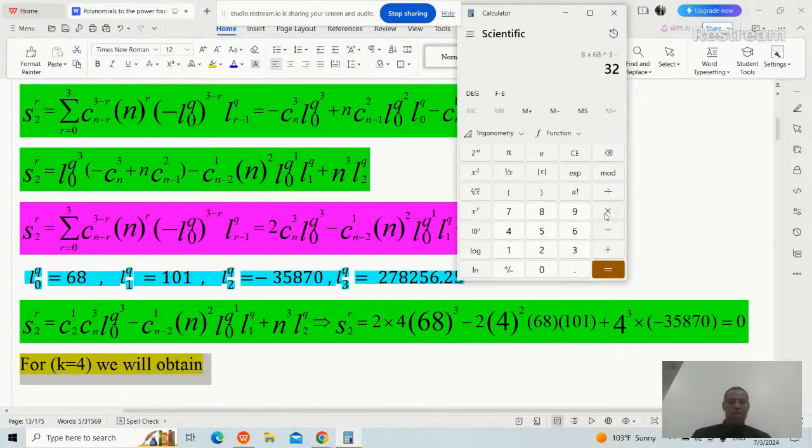learners, times 68 times what? Times 101. Okay, plus n raised to the power 3, which is 4 cubed, times L2, but L2 is negative. That's why I prefer to write a negative sign in front of my product, meaning minus what, learners? Minus 4 cubed, which is 64, times 35,870. Okay, this one, learners, has to be equal to what? To 0. The value of S2 is equal to 0, learners.